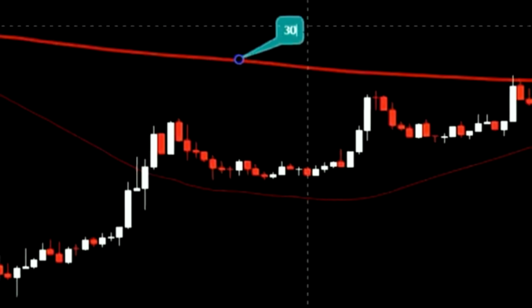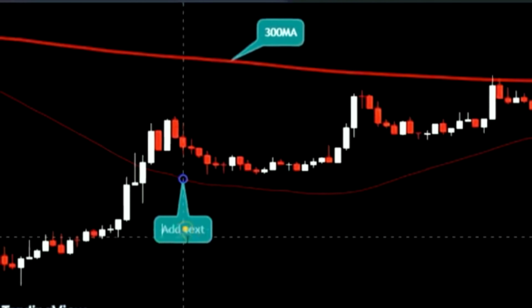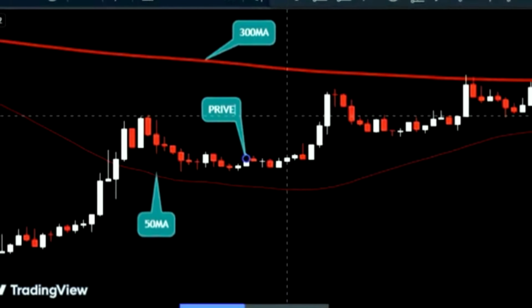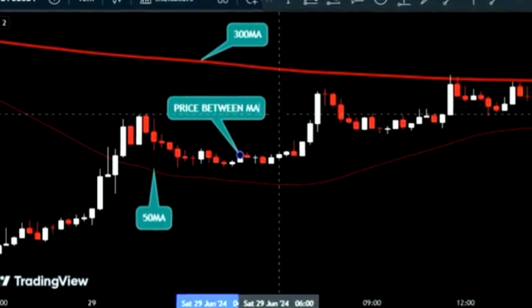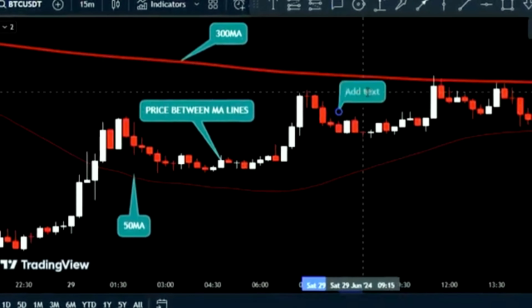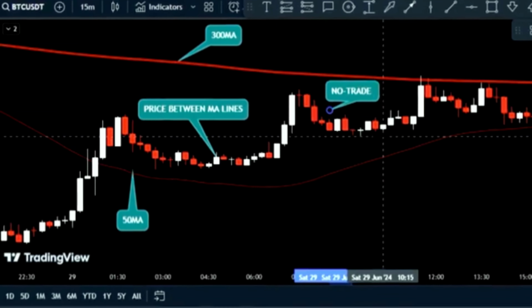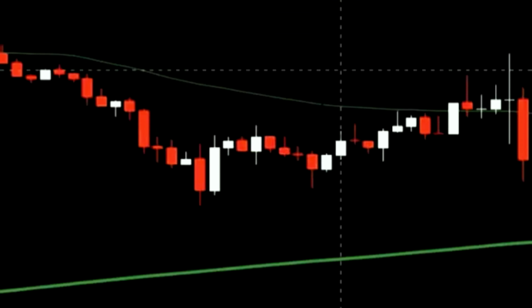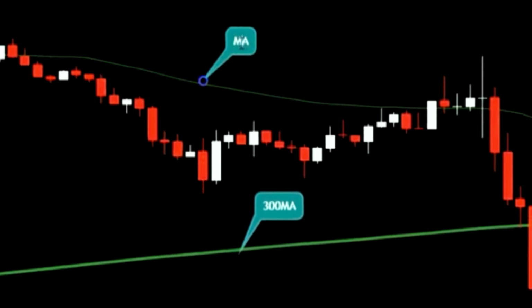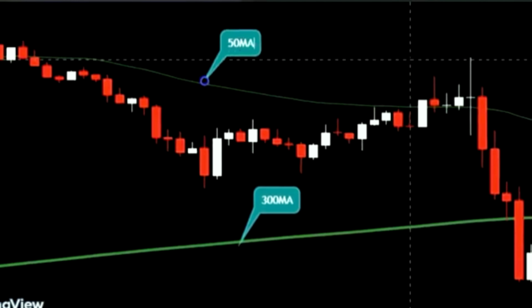So if you notice that the price is sandwiched between the MA50 and MA300 line, it's best to hold your horses and avoid entering trades. We call this the no trade zone because the market isn't decisive and there's no clear trend to follow. Combining the two indicators, we can create a solid trading strategy based on the following guidelines.